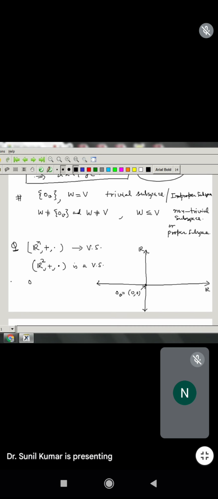So if I take W to be (0, 0) only, is it a vector space? Yes, sir. Yes, it is a vector space, right? How we can add (0, 0) plus (0, 0)? That is equal to 0 plus 0, first element with first, second with second, and we know that 0 is a real number, and in real numbers 0 plus 0 equal to 0. So again we get (0, 0).